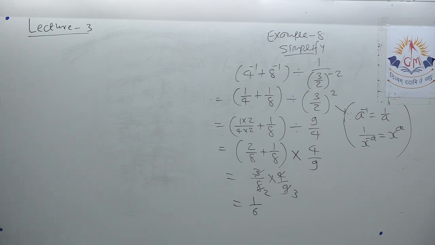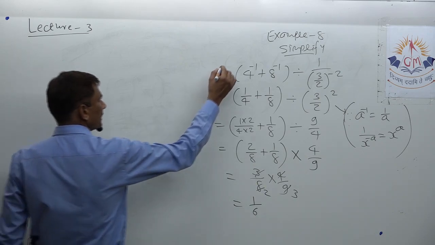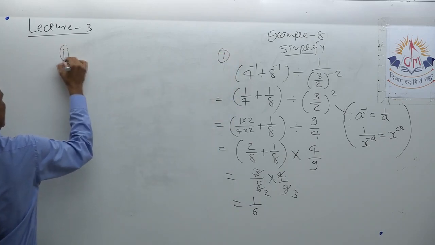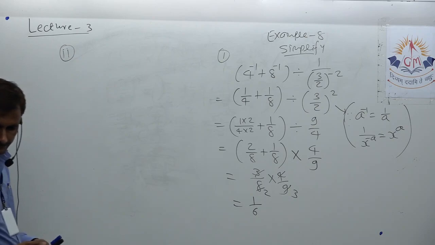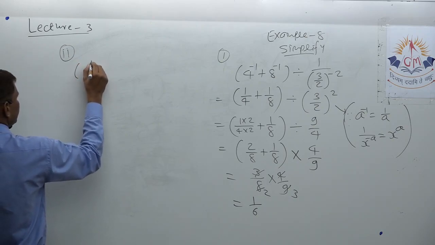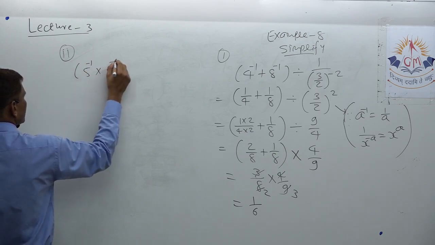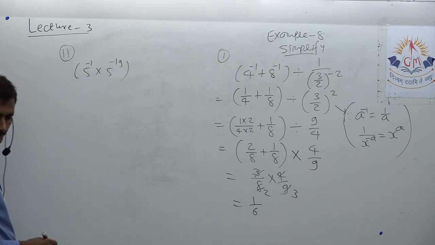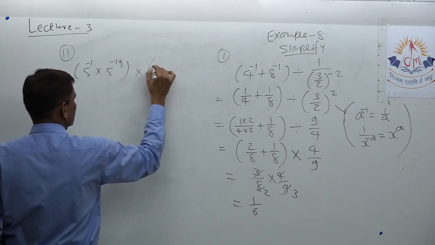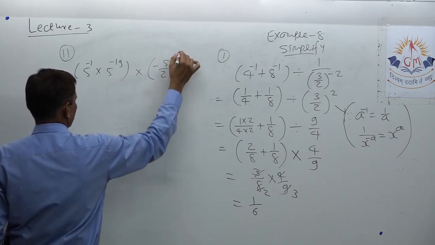Okay, this was the first one of example 8. Now look at the second one. 5 raised to minus 1 multiplied by 5 raised to minus 19, multiplied by minus 5 by 2 raised to 40.